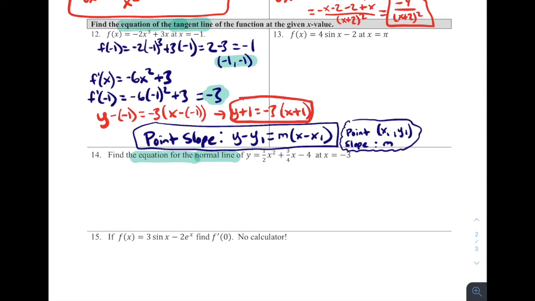Again, it is totally acceptable on the AP exam and just generally in this class to use point slope form. I don't need to go any further and put this into y equals mx plus b unless they ask for it, which they almost never do.